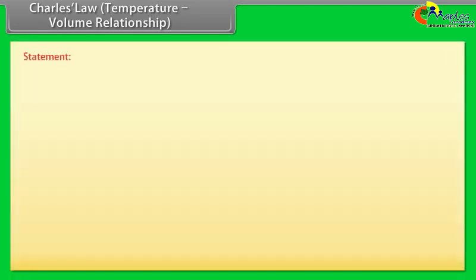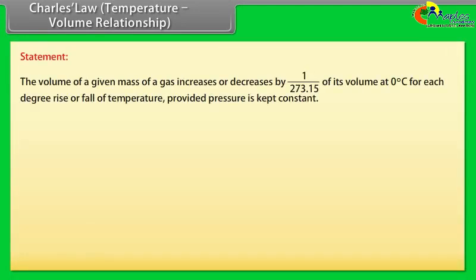Charles' law. Temperature-volume relationship. Statement: the volume of a given mass of a gas increases or decreases by 1 by 273.15 of its volume at 0 degrees Celsius for each degree rise or fall of temperature, provided pressure is kept constant.